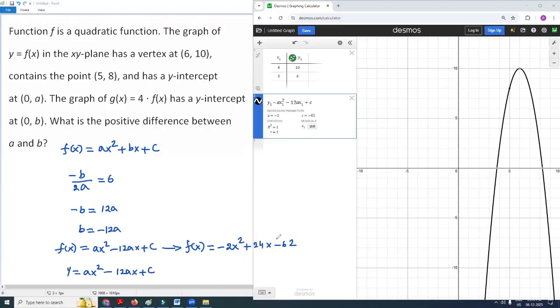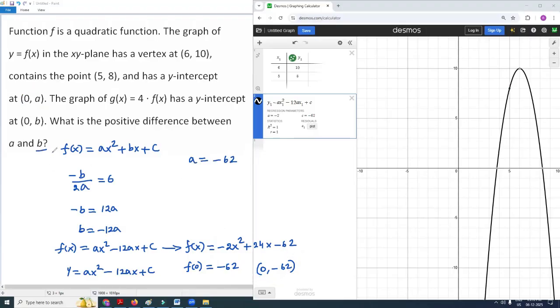Okay, now to get the y-intercept of this quadratic function f of x, I have to plug in x equals 0. When I plug in x equals 0, this one will become 0, this one will become 0. We get -62 as the y-coordinate. So the y-intercept of the quadratic function f of x is (0, -62). Already we have the y-intercept as (0, a). So when I compare (0, a) and (0, -62), I am getting a equals -62.